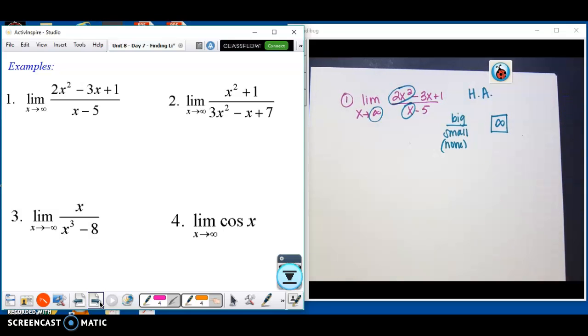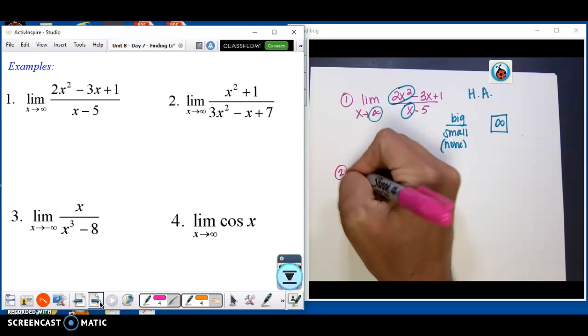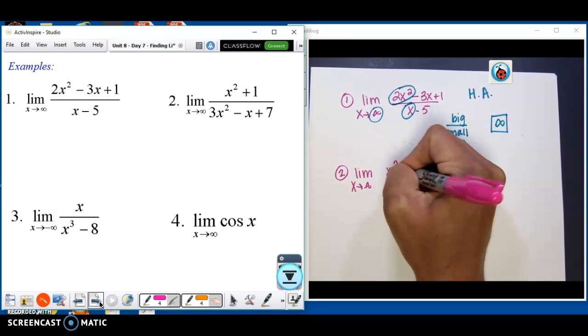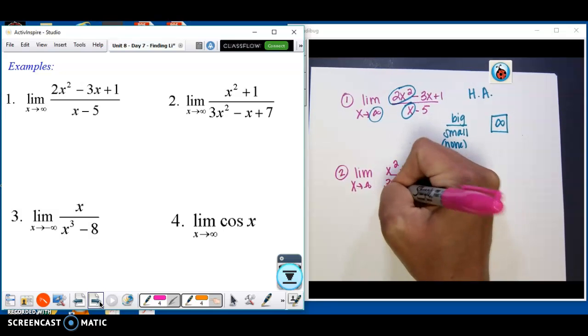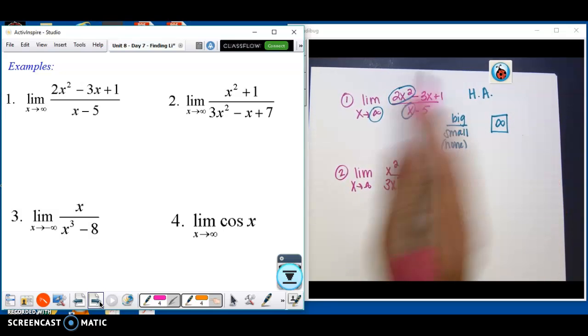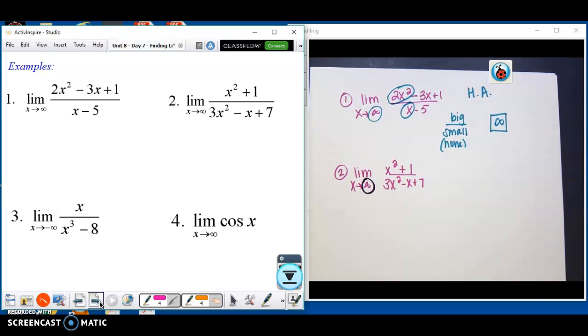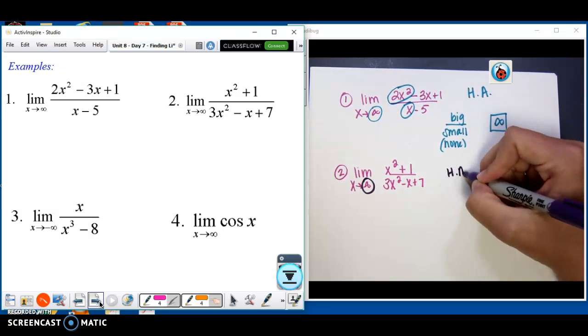Alright, so if we look at the second one, we have the limit as x approaches infinity of (x squared plus 1) over (3x squared minus x plus 7). Okay, so we have the limit as x approaches infinity, so no direct substitution. We're looking at horizontal asymptotes.